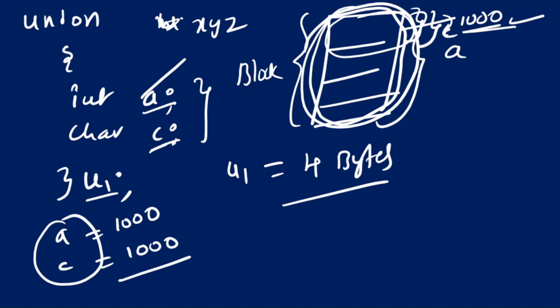In the next class, we will see practical examples, or we will implement programs using unions, and we will see how the memory is allocated for the union variable practically.